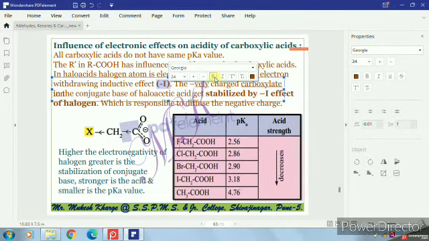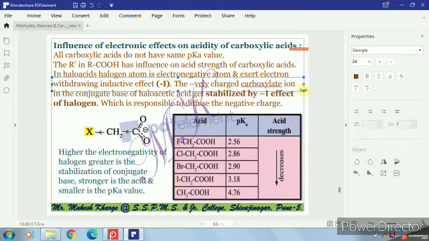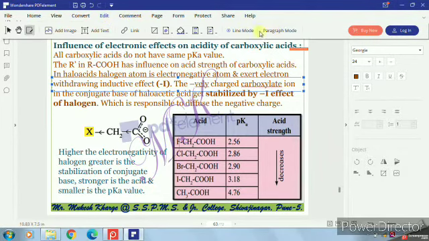So the negatively charged carboxylate ion in the conjugate base, that is RCOO minus, that negative charge in the conjugate base of halo acids gets stabilized by the minus I effect of the halogen atom, which is responsible for dispersing the negative charge.